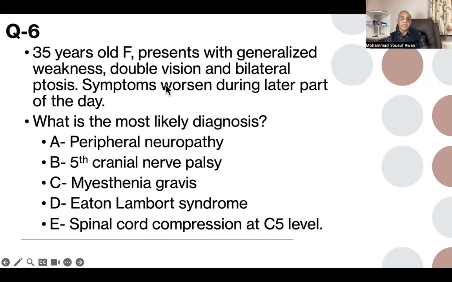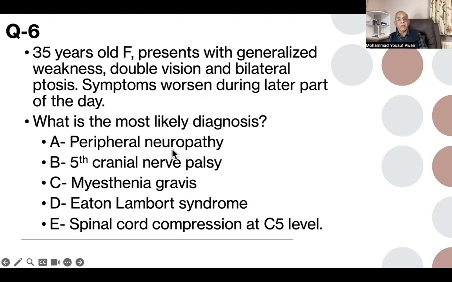So the key information in this question is the muscle weakness, which worsens during the later part of the day. And this key information is probably the most specific for myasthenia gravis, a disease of the neuromuscular junction. So the weakness, the ptosis, and double vision are the usual presenting features, and the features worsen during the later part of the day when the neuromuscular transmitters are depleted, and that will result in worsening of the signs.